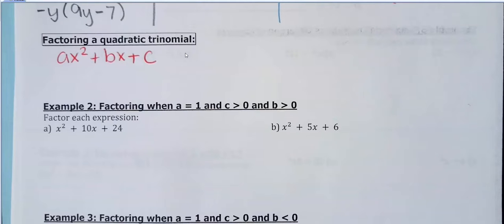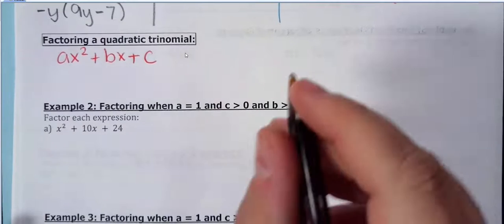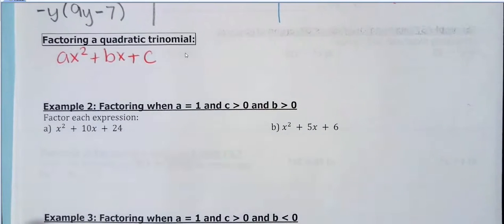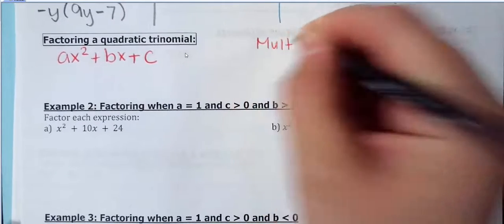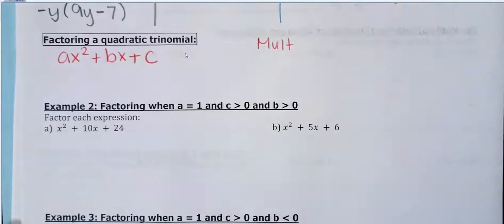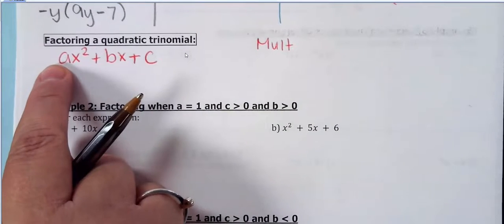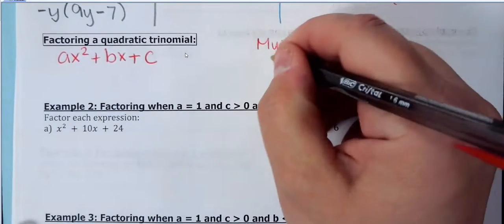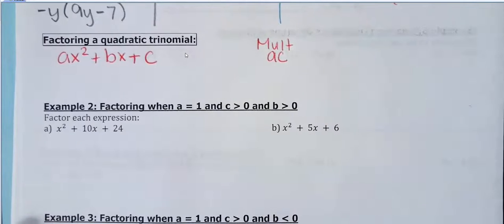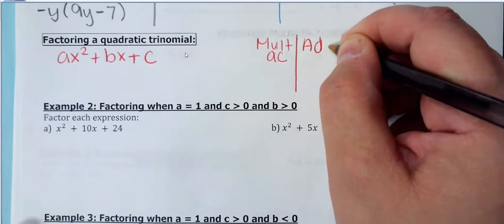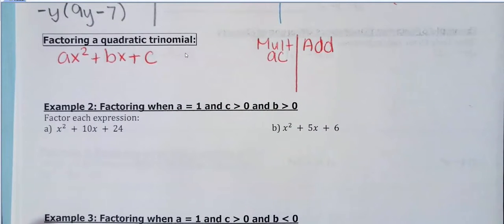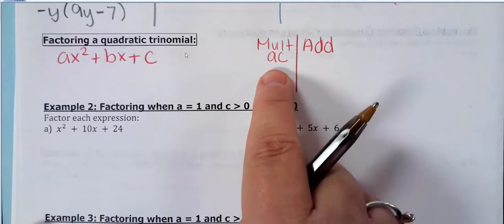But I want to show you this method just in case you were just told to do trial and error and FOIL. We're not going to do that. All right, so if you can identify the a, b, and c values, these will just be numbers that won't include the variable. Whatever a times c is, today it's just going to be 1 times your plain number for every question. I want to multiply those two numbers. I want to find two numbers that will multiply to give me that value, and I want the two numbers that multiply to get that product to add up to the b value.